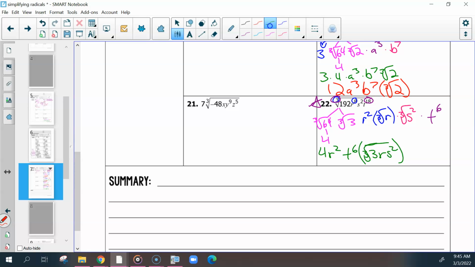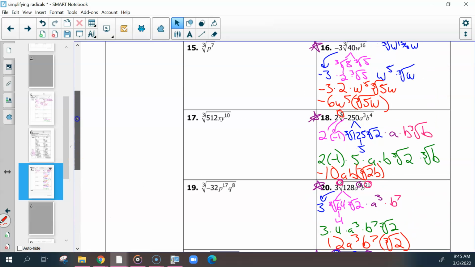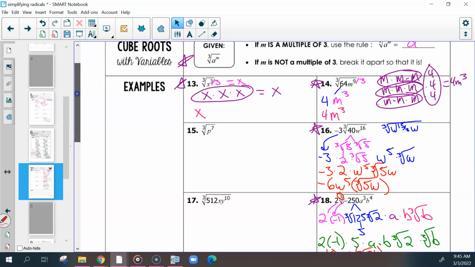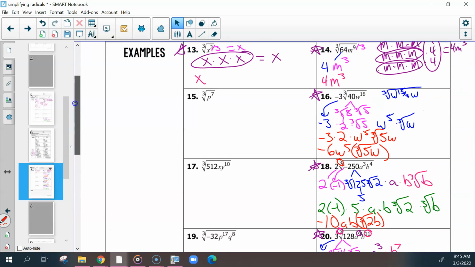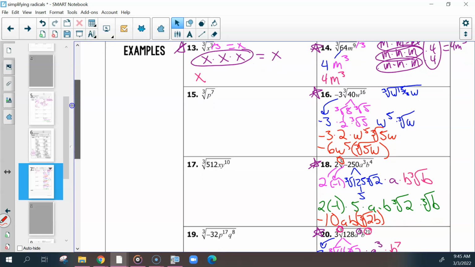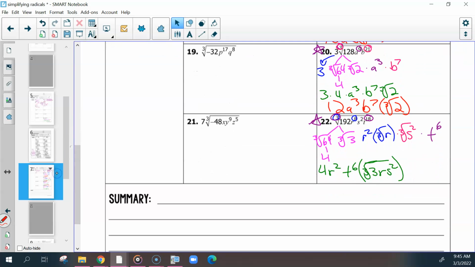With the last bit of time we have, I want you to try the remaining 6 problems. Not 6? Oh. Okay, we did more than that, that's alright. So 15, 17, 19, and 21. Try those, and then we'll go over those here in a bit.